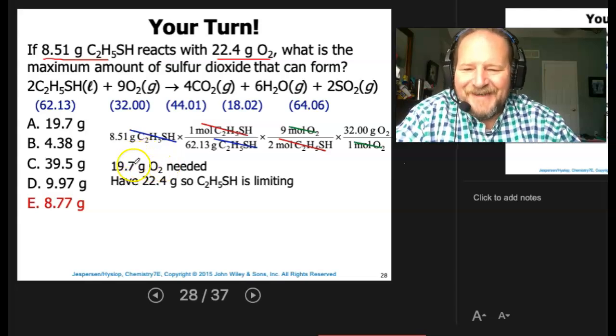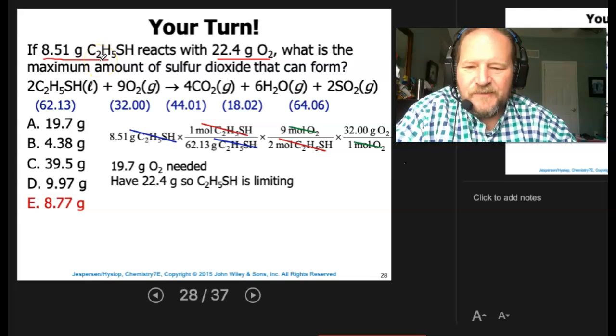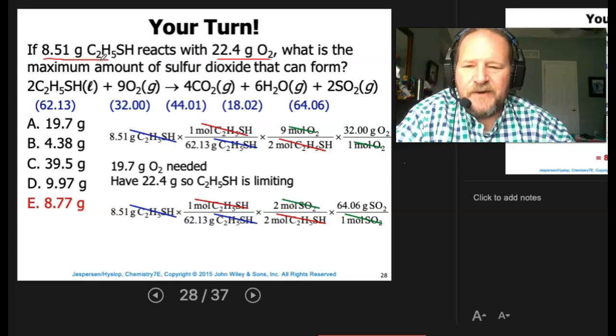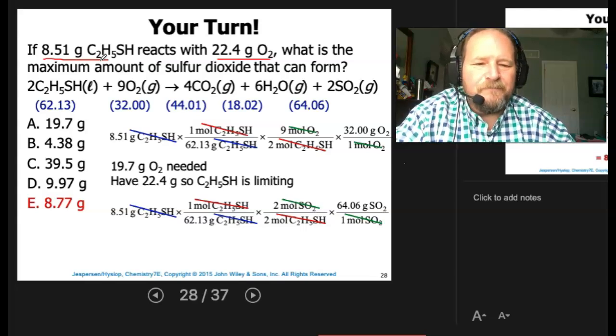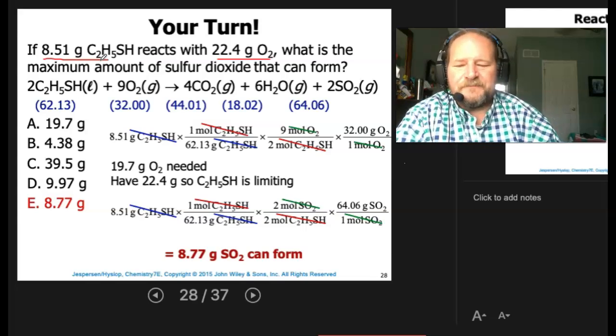So we figured that the oxygen needed is 19.7 grams. We have 22. That means that this one's going to be the limiting reagent, right? So the 22.4 grams of that is limiting. So now we'll use the 8.51 grams of the C2H5SH, work through the same process, but now we're going to go to SO2 because we want to know how much sulfur dioxide we are going to form. And based on that, that's how we got the 8.77 grams.